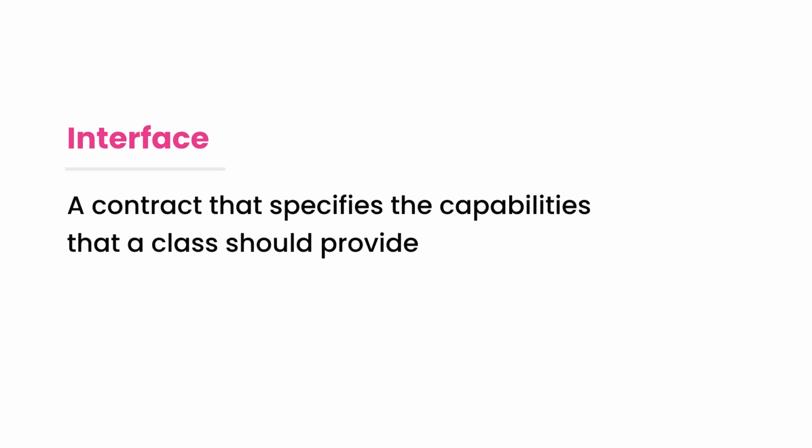Interfaces are one of the most misunderstood constructs in Java and in many other programming languages. I talked about this in detail in the second part of my ultimate Java course that is about 4 hours long. But let me explain it very briefly. An interface is a contract that specifies the capabilities that a class should provide.